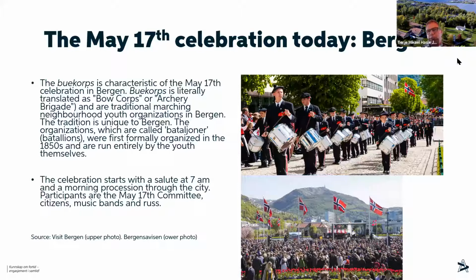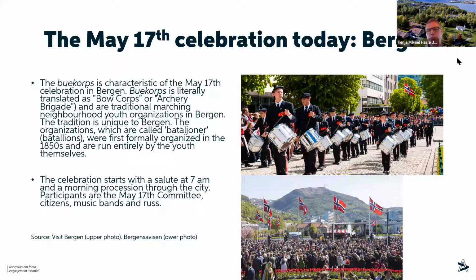A specific feature of Bergen is the buekorps. You see the parade with the drums. You see that they have a certain uniform. This is a buekorps, which is a bow corps or an archery brigade. This is a kind of a military.